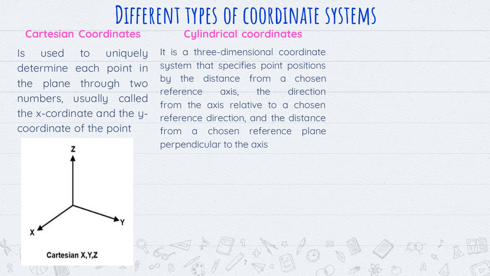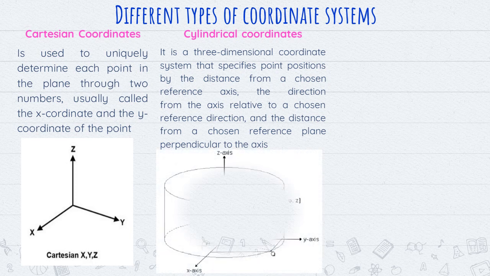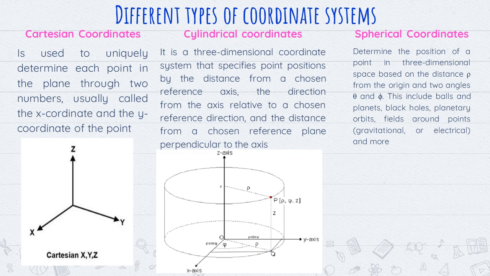Now, let us see the second one. The second one is the cylindrical coordinate system. The cylindrical coordinate system is a three-dimensional coordinate system which has the structure in the form of a cylindrical shape. So, this is the structure of a cylindrical coordinate system. The coordinates for cylindrical coordinates are rho, phi, and z.